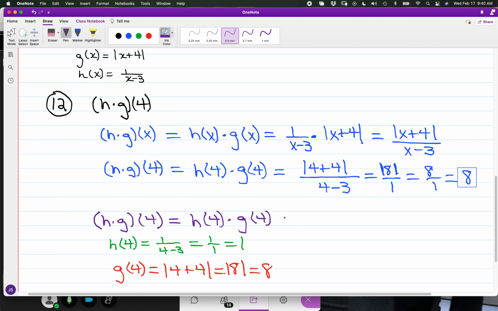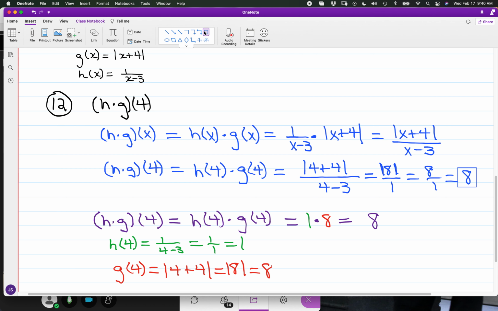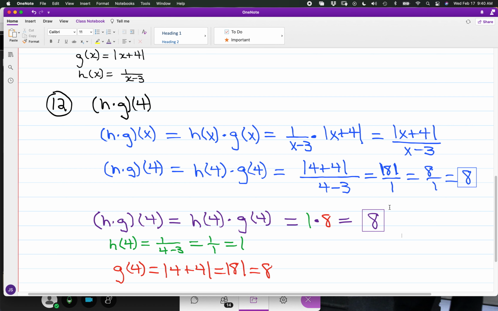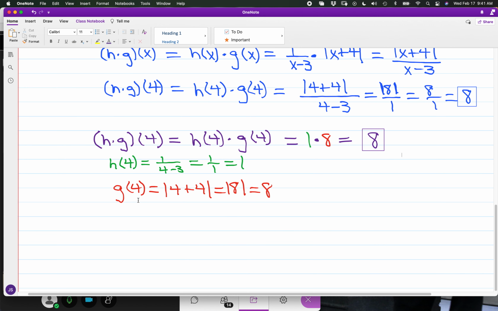So for h times g of 4 with this approach, you have h of 4, which is 1, times g of 4, which is 8. And 1 times 8 is equal to 8. So a little different pathway, but still arriving at the same result. And we'll just be looking at the specific cases for the rest of this set of problems concerning that trio of functions, f of x, g of x, and h of x.